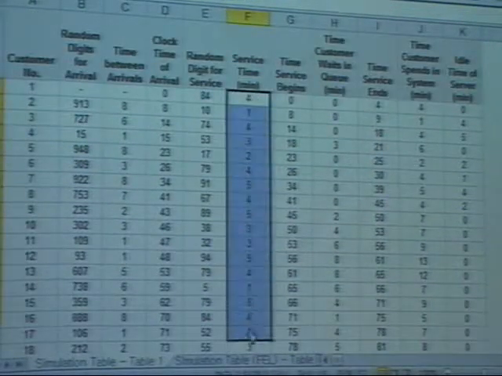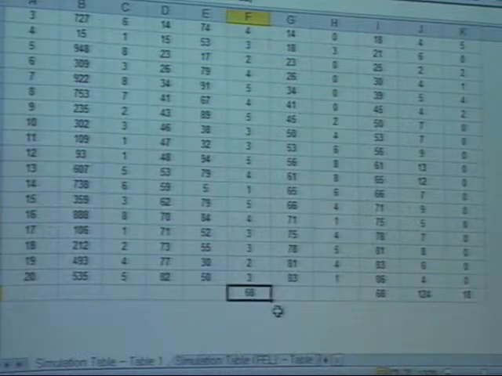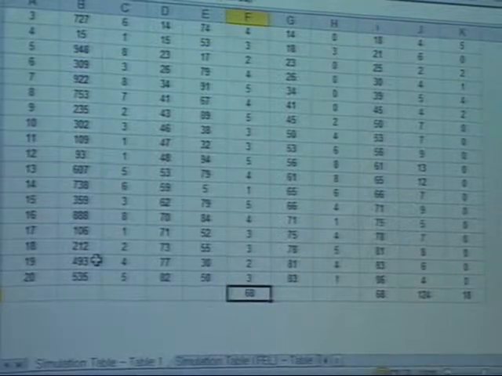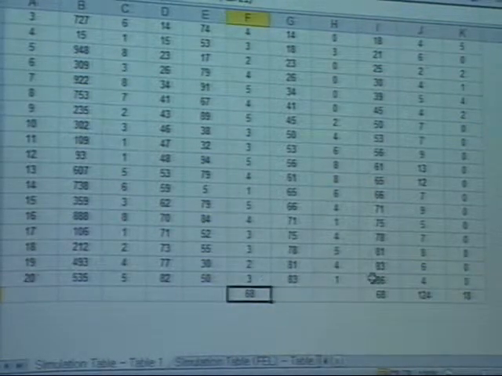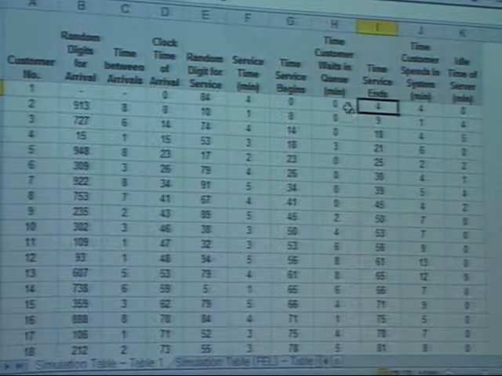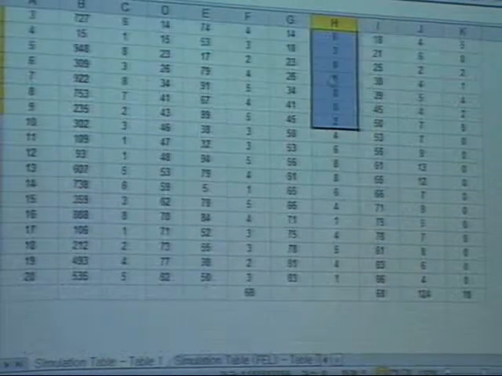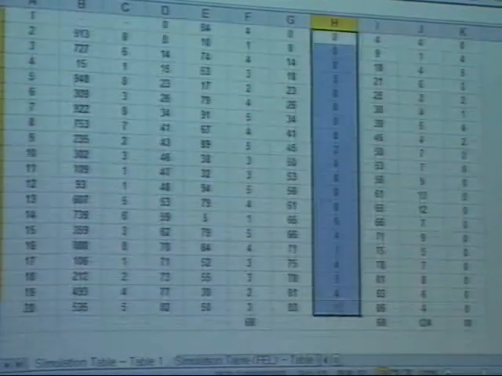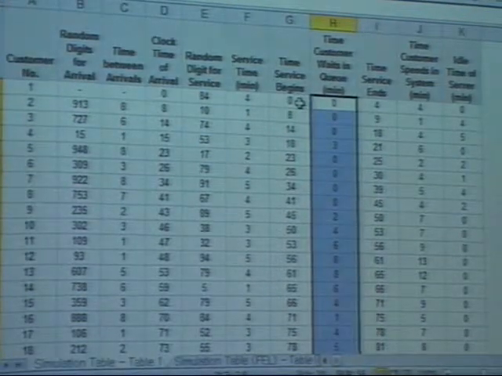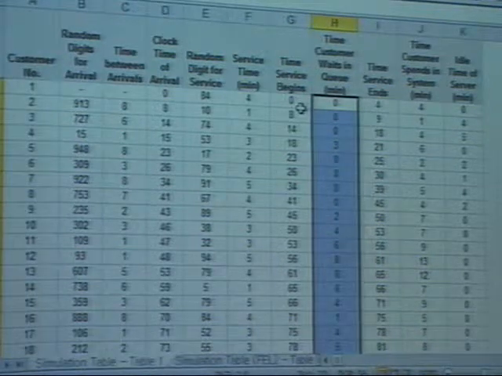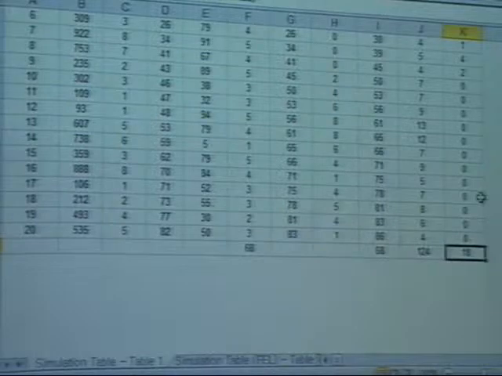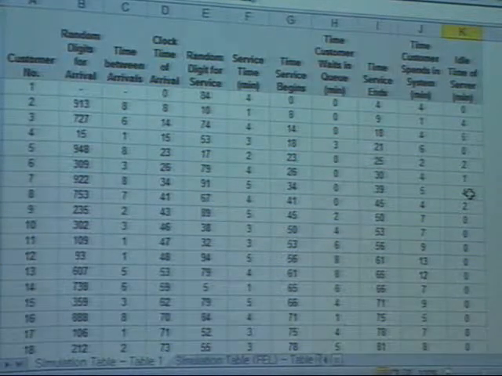And based on this number, I mean 68 divided by 20 customers, you can easily calculate the average service time. And time customer spends, if you summarize all this and divide by 20, it's the average waiting time inside of this queue. Okay? Idle time. Well, you know what I mean.